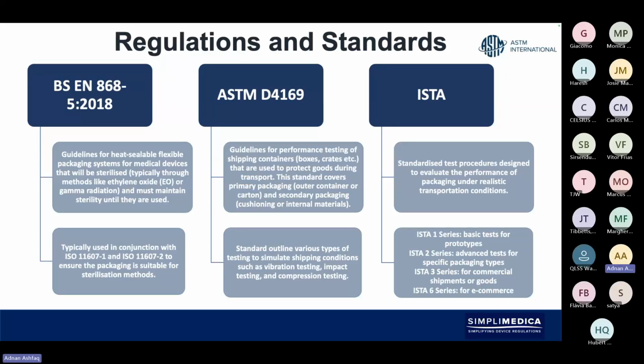There's lots of other sub-standards. So there's 868-5. There's also a -6 as well. So we have to have a look at these in conjunction with ISO 11607, which then allows us to look at different types of testing, such as seal width testing, seal integrity testing, and so forth. So these are guidelines specifically for heat sealable flexible packaging systems.